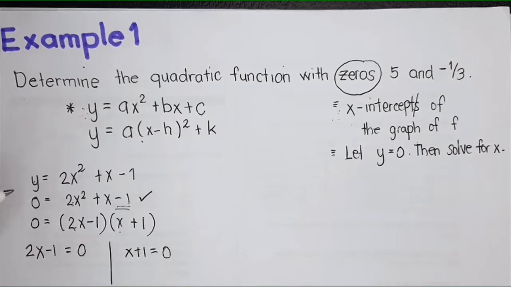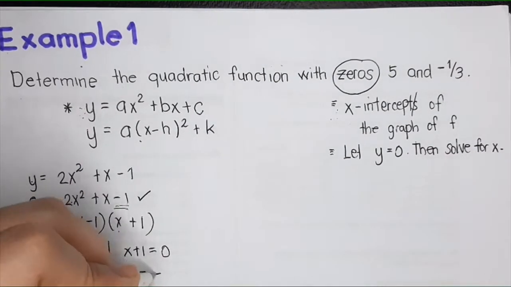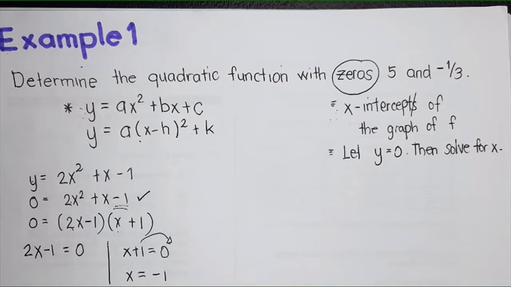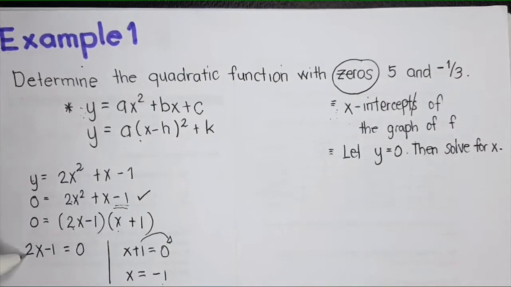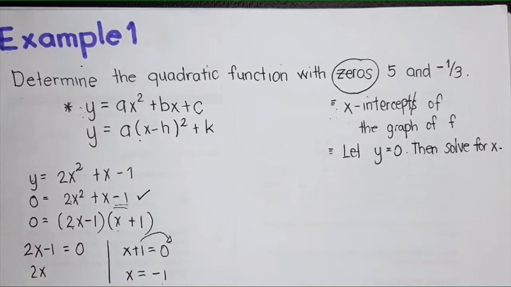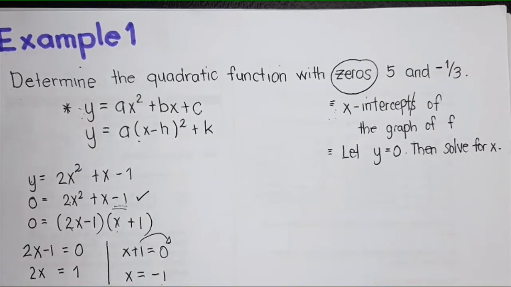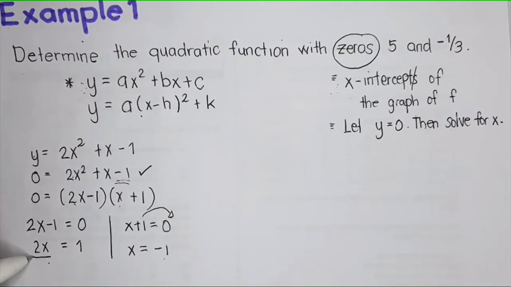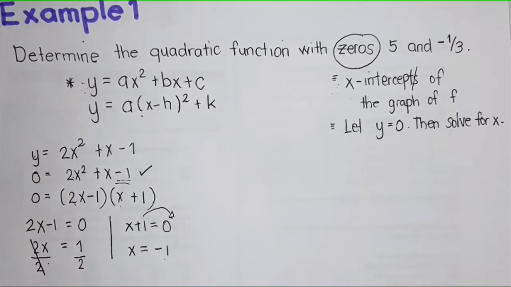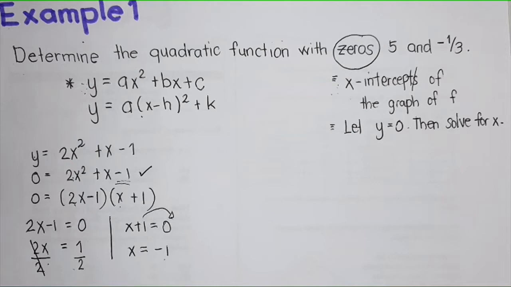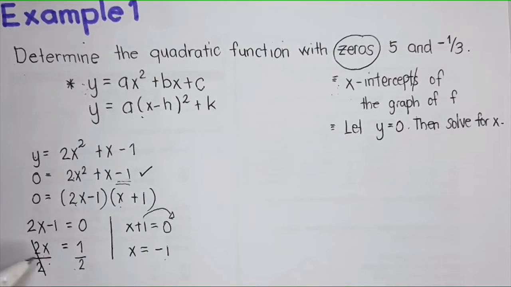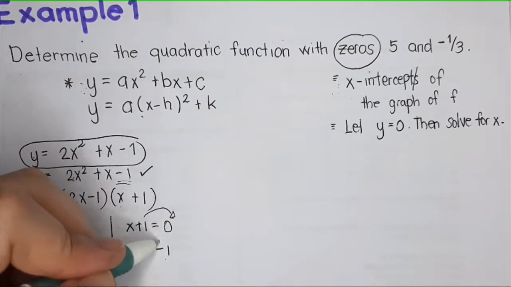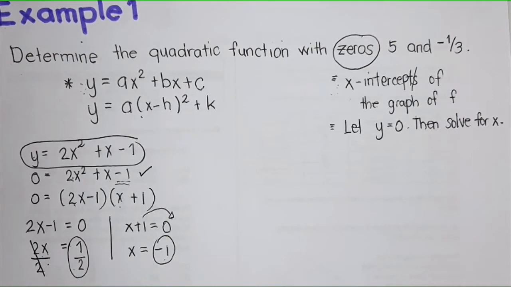So, we compute for the values of x. Ito medyo madali. Ito, x equals negative 1. You transpose 1 to the other side, and then you have to change the sign. So, it's negative 1. What about here? You have 2x equals 1. Right? And then divide both sides by 2, you'll get x equals 1/2. So you say the zeros of this function are 1/2 and negative 1.